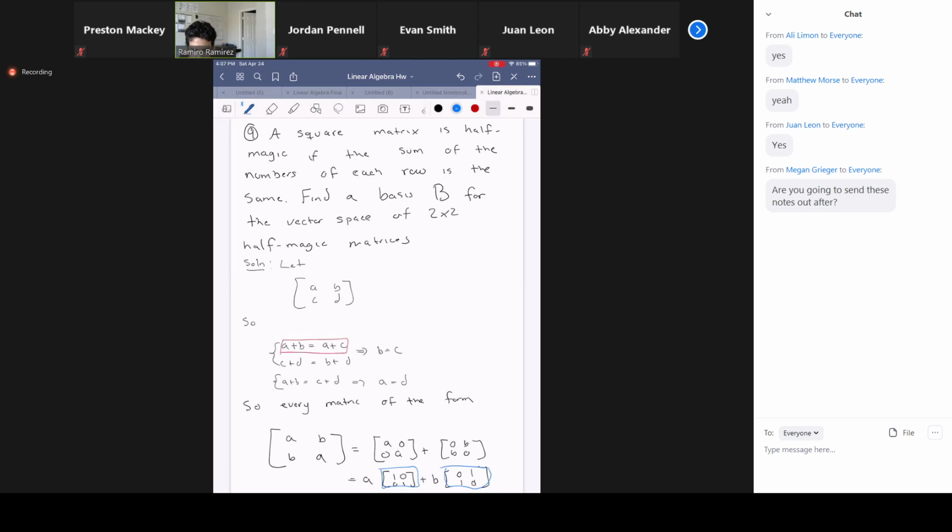So you can see that these are definitely in my space of half magic matrices. So the basis would become this: 1, 0, 0, 1, and 0, 1, 1, 0. Okay, so this is the basis right here. Okay, let's go to the next one. Any questions? No. Okay.